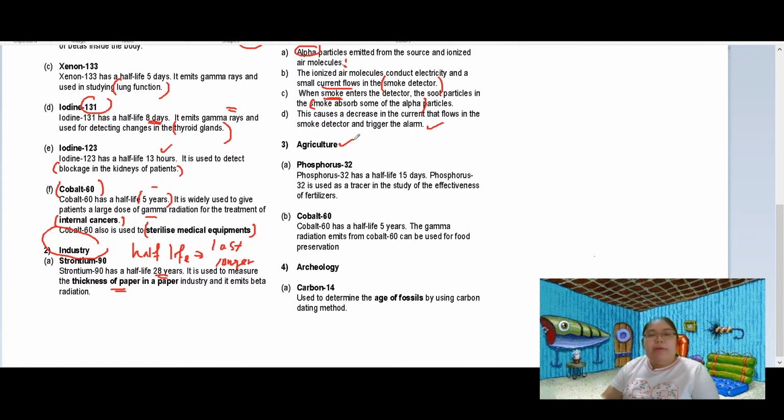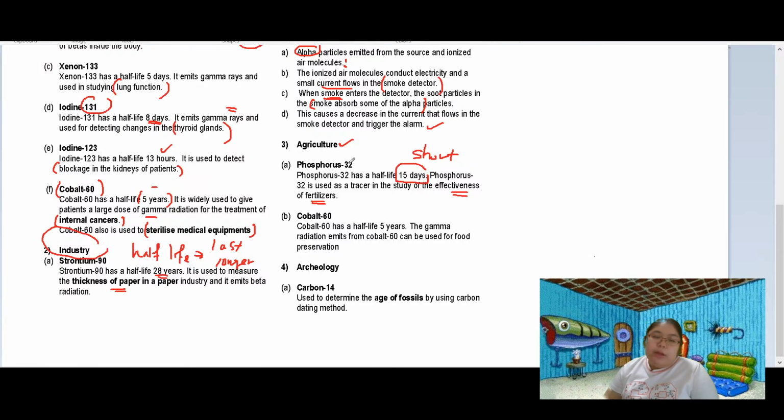Okay, agriculture. The first one we have is phosphorus. Phosphorus has a half-life of 15 days. This one is for fertilizer. Fertilizer means plantation. Plantation normally also uses a short half-life, because the plants are what you want to eat, right? The veggies, the fruits. So this one must be a short half-life, so it does not stay long in your body.